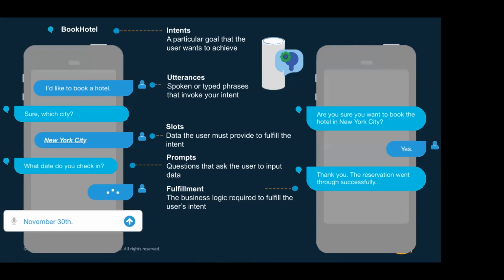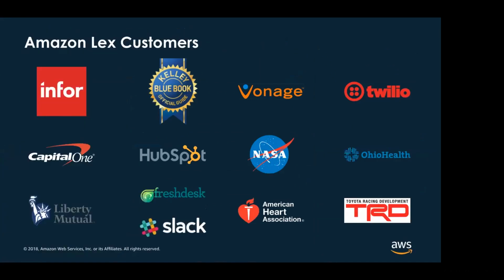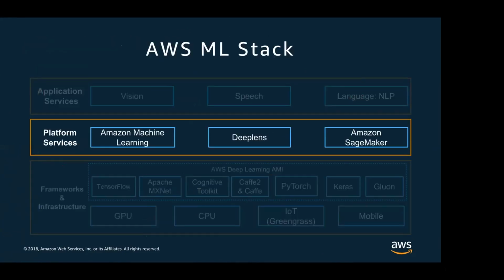So it needs to be intelligent enough to understand what the customer wants and translate that into an intent. Some customers that are using Lex technology, I would say, are NASA, Twilio, and Capital One. You can start building, for example, your skill in Alexa, and behind the scenes it is going to use the Lex service.